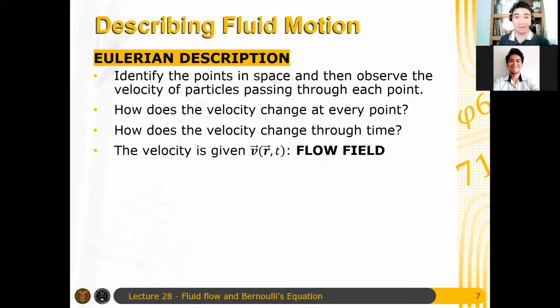Question? May tanong ba? Yeah. More on this will be discussed in your higher fluid mechanics classes. This is just a very basic introduction on the two descriptions. Pero I want to introduce this because I think this is important. Okay.